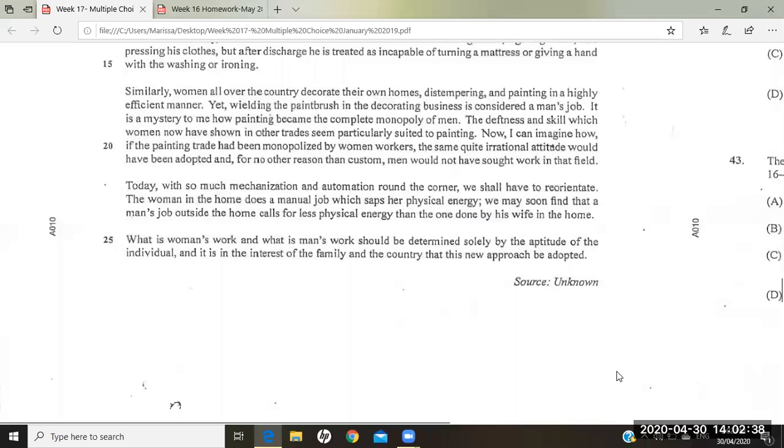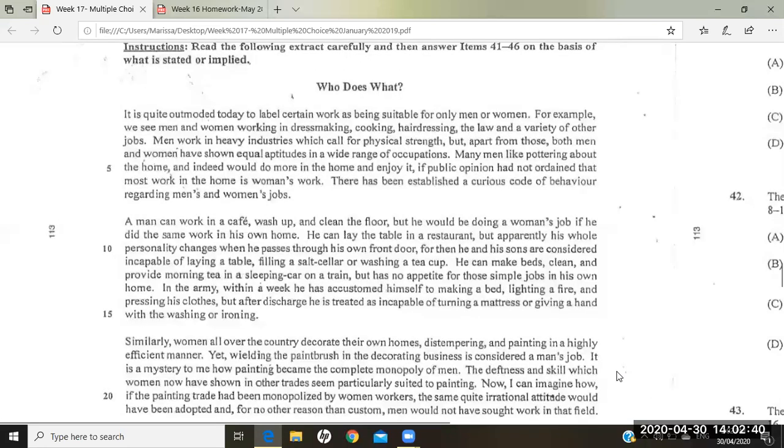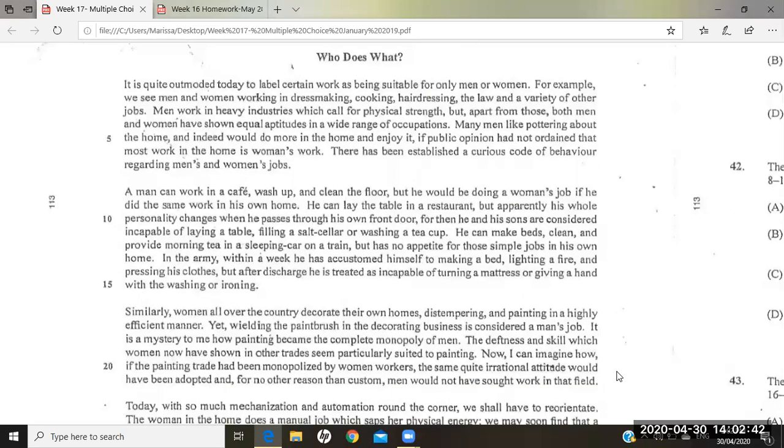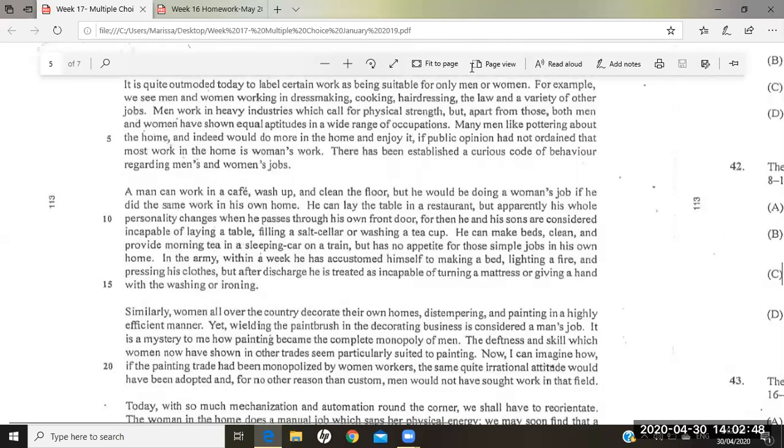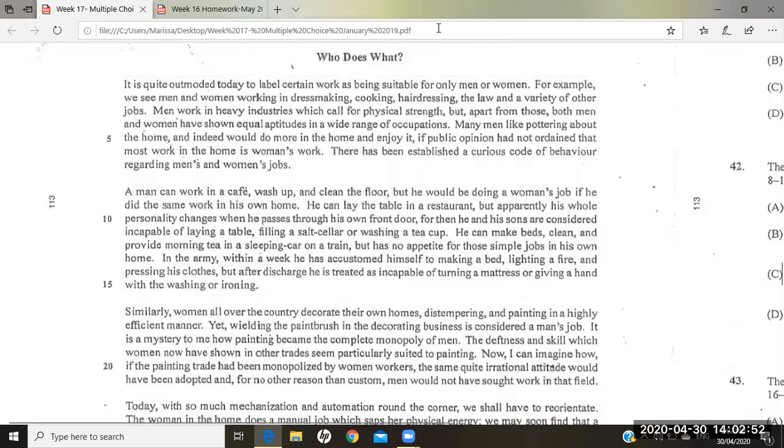So, back to the title, who does what? Anybody want to tell me what they understand this passage to say here? What was the passage talking about? What were some of the main points? Cheyenne, what did you understand from this passage? Anything stood out to you?